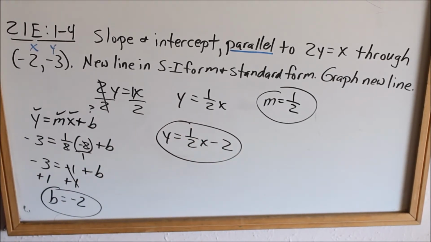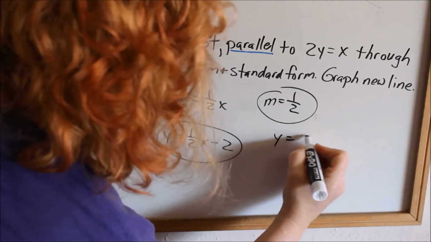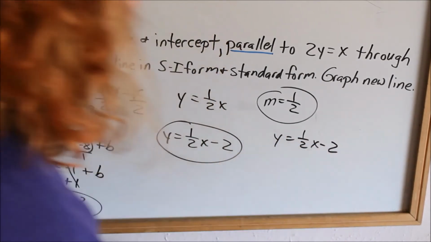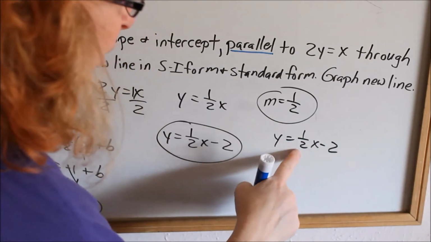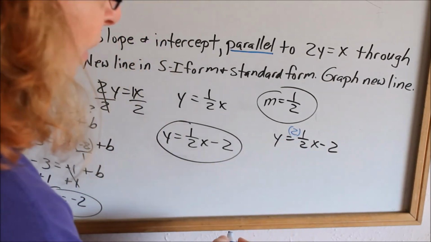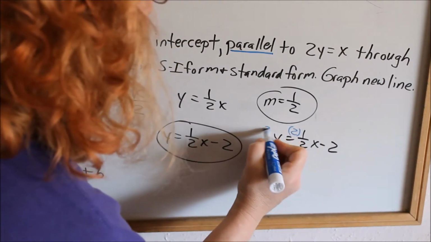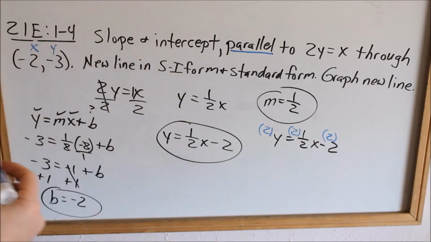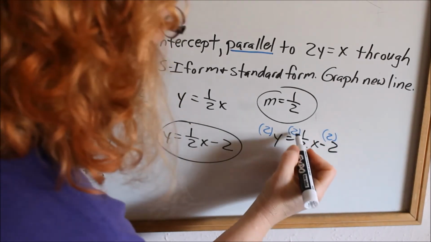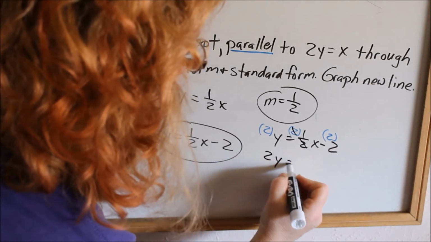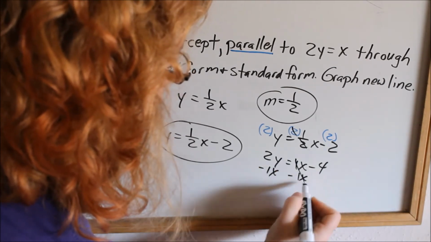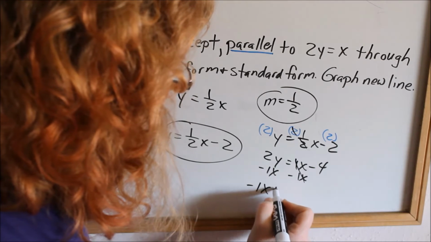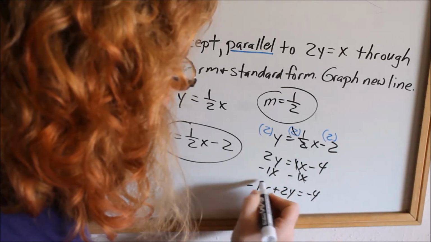Then it says to also put it in standard form. So if we start off with slope-intercept form, put it into standard form. Standard form is x's and y's on one side, whole numbers on the other. Standard form, you cannot have fractions. So I have to multiply this by 2 to get rid of that fraction. If I multiply this by 2, I have to multiply everything by a 2. So then those 2's cancel, and I have 2y equals 1x minus 4. Moving my x over. Can't add x's and y's together, so I can write -1x plus 2y equals -4.